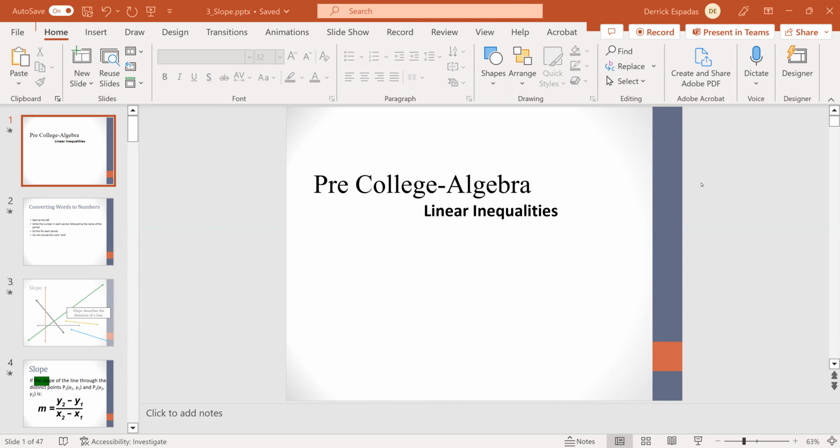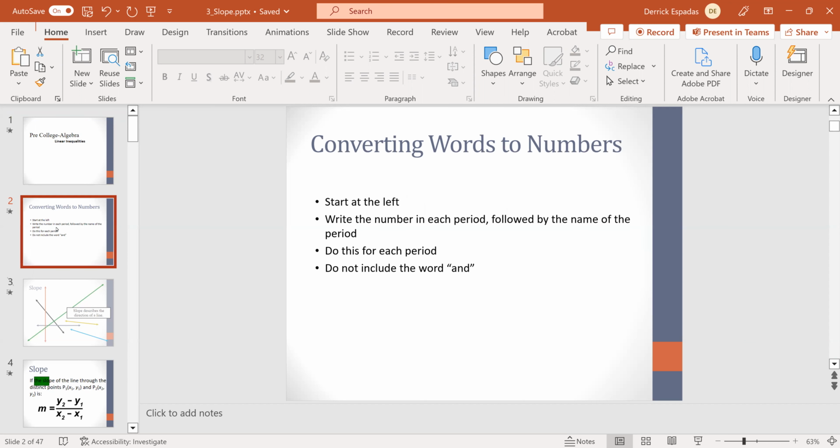Right. So welcome back to algebra. Let's just do a little review on converting words to numbers. There are 4 steps. If you ever get asked what the 4 steps to converting words to numbers are, this is it.